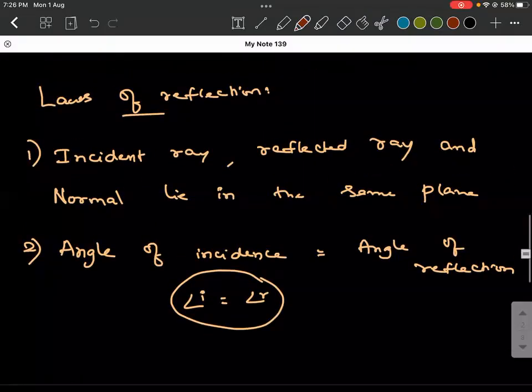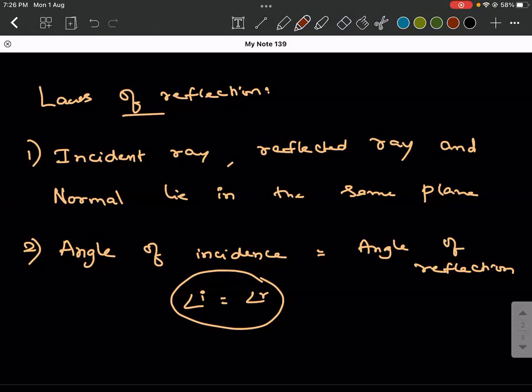So what do you mean by this point? Incident ray, reflected ray, and the normal all lie in the same plane. What do I mean by the same thing? Never visualized it. Say this is the reflecting boundary. If this is the incident ray, listen to this.